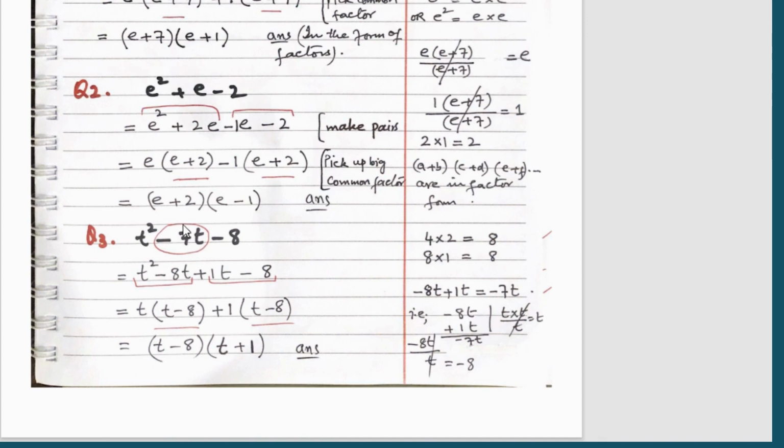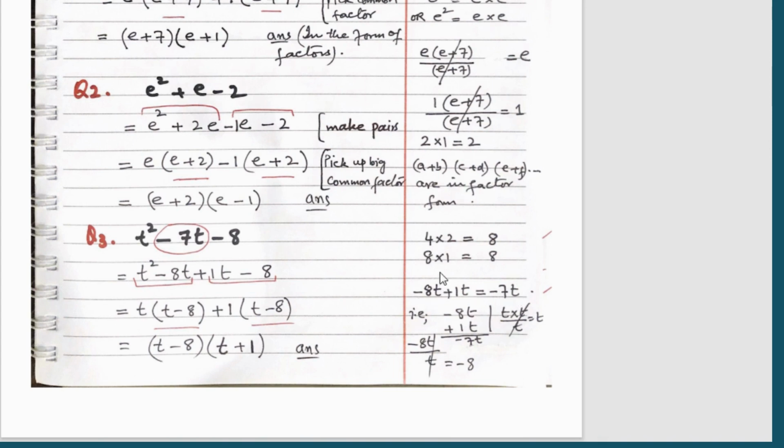Actually we need minus 7t. I have encircled it. We need minus 7t after adding or subtracting the factors of 8. So which pair will you select? If you select this pair, then 4 plus 2 will be 6 and 4 minus 2 will be 2. You won't get 7. But if you take 8 and 1, this pair, then you can of course get minus 7t like this.